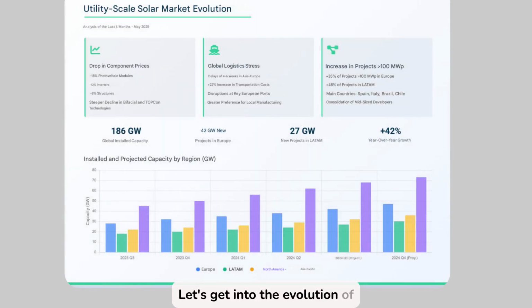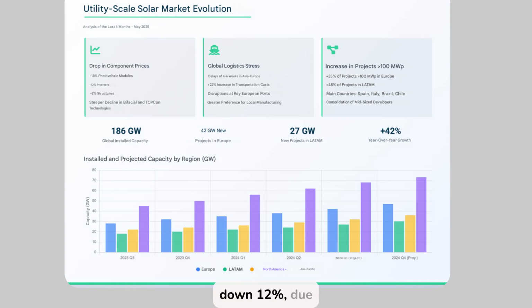Let's get into the evolution of the utility-scale market over the last 6 months. Here's a summary of the main factors that have influenced costs, delivery times, and new developments globally. The first thing that stands out is a significant price reduction: photovoltaic modules, down 18%, especially in bifacial and TopCon technologies, whose efficiency exceeded 24.5%.